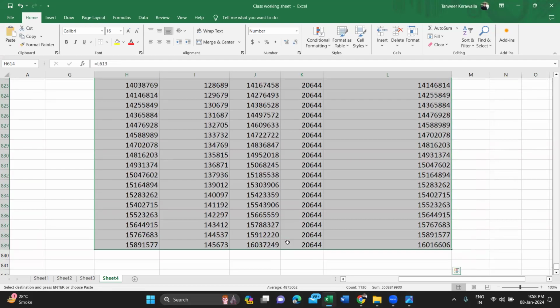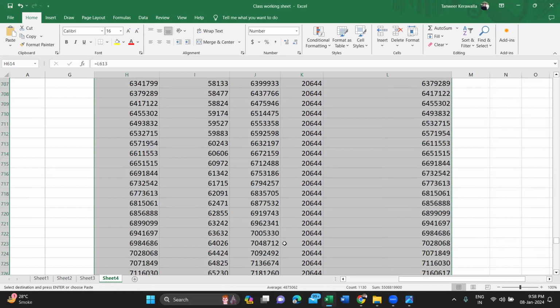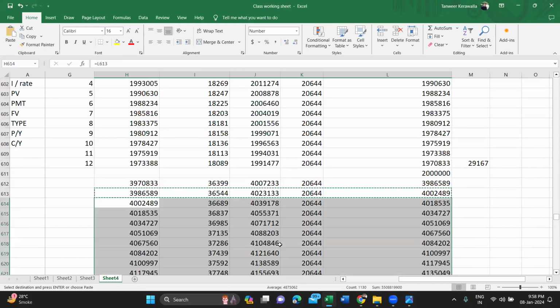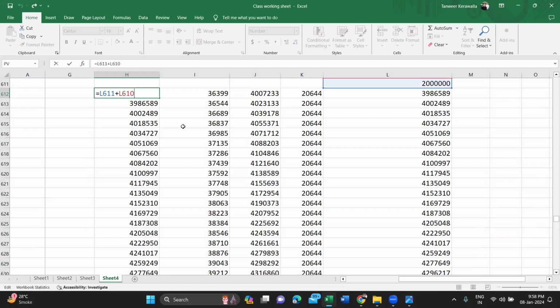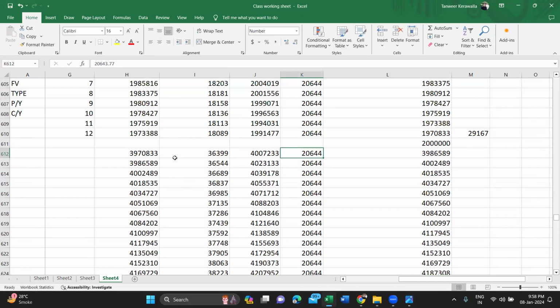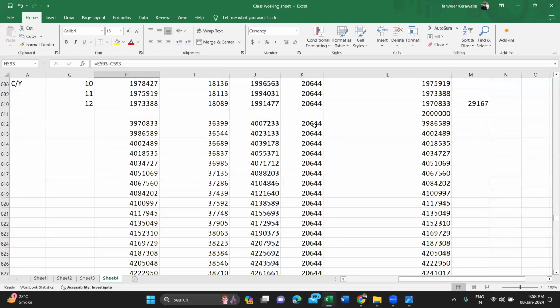No, still going that way. Some error coming. Number is correct. Let's see. So 39 lakhs 70,000 is the amount. Then we take interest at 11% per annum. We add them up. The EMI is different. We have not changed the EMI amount. It is how much? 41,593. We will change this also. So 41,593, right? And copy it across.